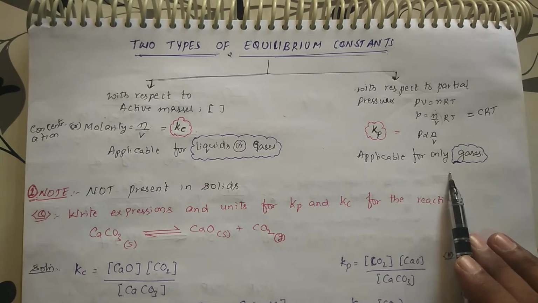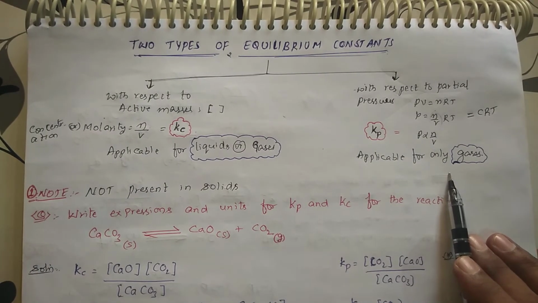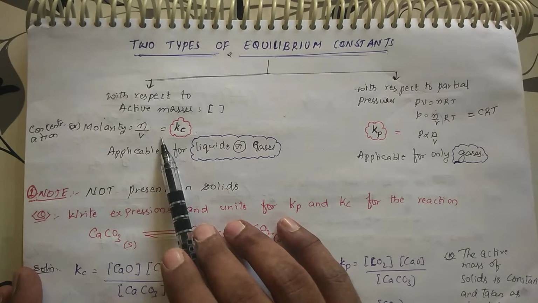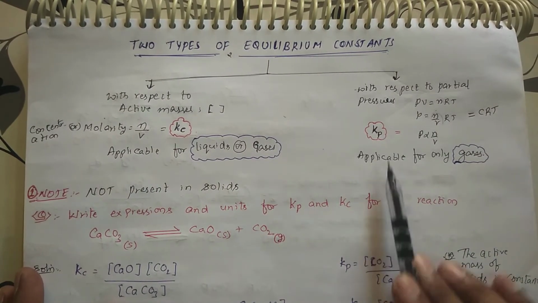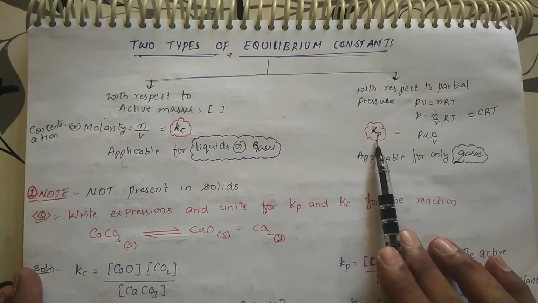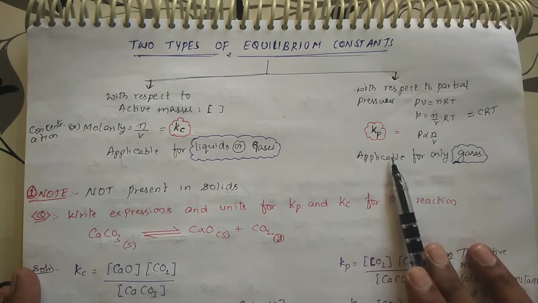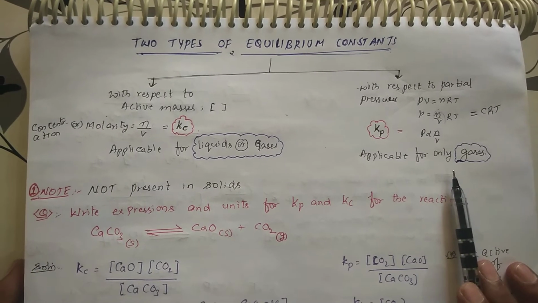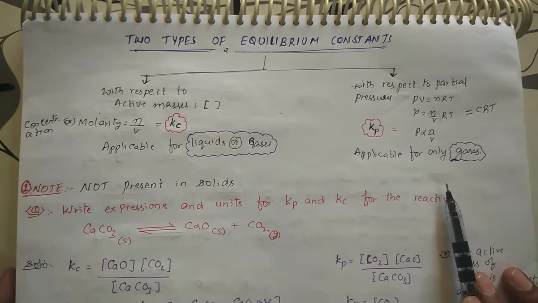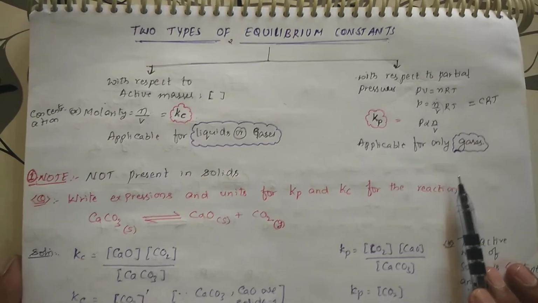For solids we have not mentioned anything, right? So Kc is applicable for liquids as well as gases. Kp, that is the equilibrium constant for partial pressures, is applicable only for gases. And there are three notes to keep in mind while writing the equation. Okay, please keep that in mind.